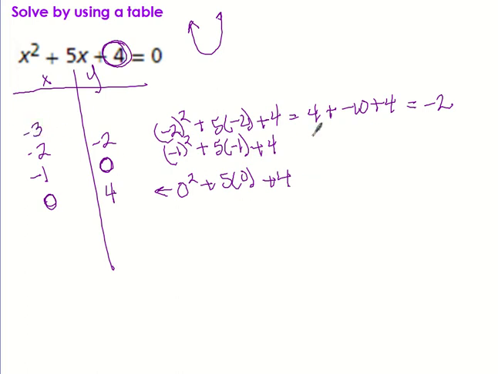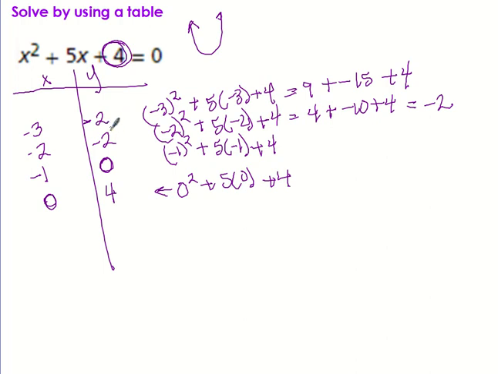I'm going to go -3. So -3 squared plus 5 times -3 plus 4 equals 9 plus -15 plus 4. So 9 plus negative 15 plus 4 gets me -2 again. So now you can see that obviously my vertex is somewhere in here, because if these are equal, they're equal space away. So I'm coming back up the same direction.